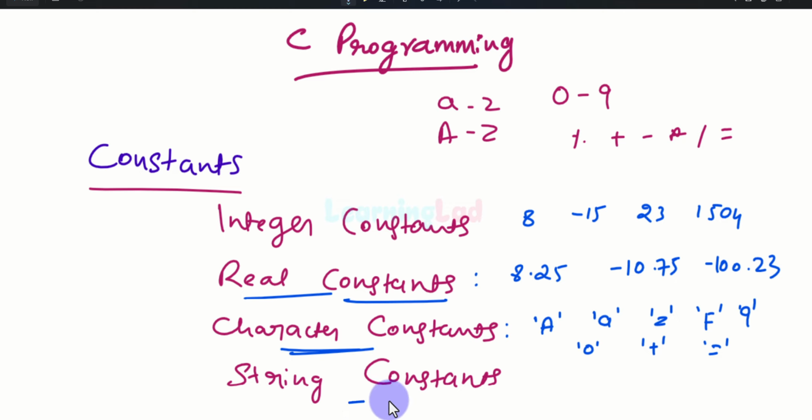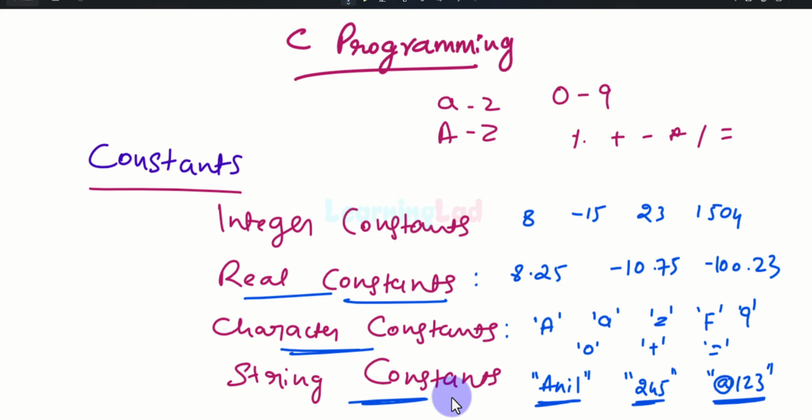Now finally, we have these string constants. These are nothing but characters that we have between double quotes. For example, we may have my name, for example, Anil. It may be a number, for example, 245. Here we are enclosing them between double quotes, so they are considered string constants. Similarly, we may have @123, which is written between double quotes. Here it can be a single character enclosed between double quotes.